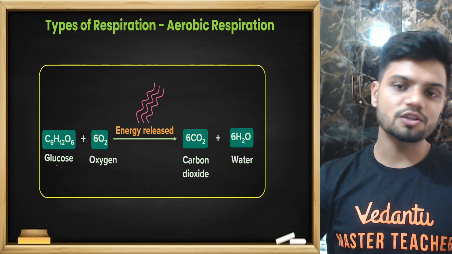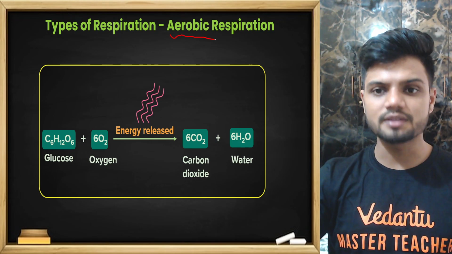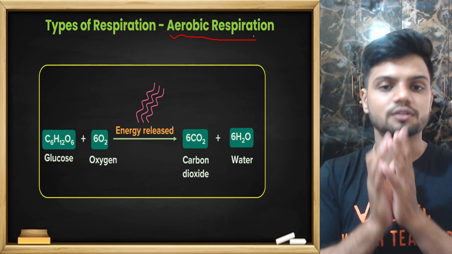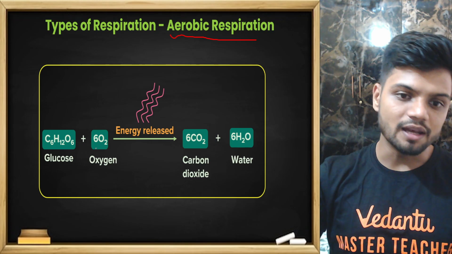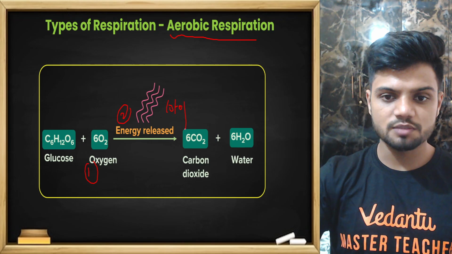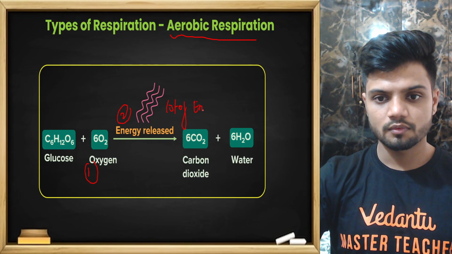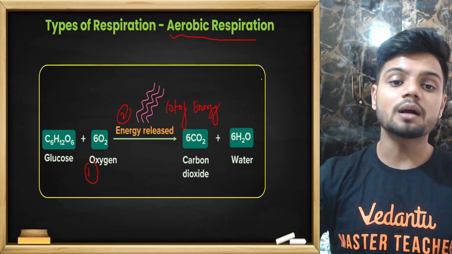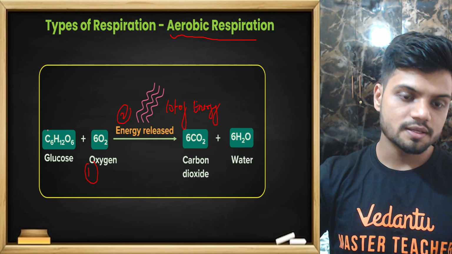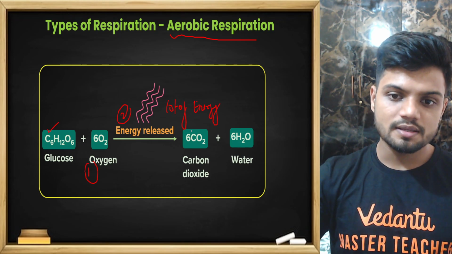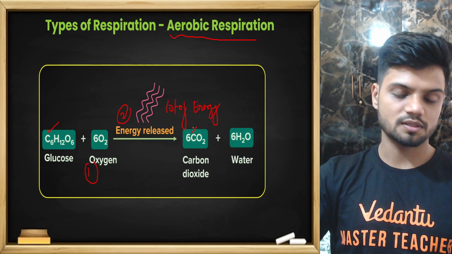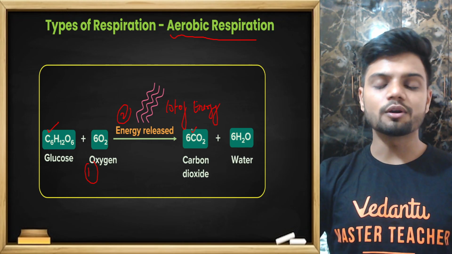Now, respiration, we'll talk about aerobic respiration first of all. What is aerobic respiration? In aerobic respiration, oxygen is being used, first point, and a lot of energy is produced, second point. And it is a complete oxidation. What is the meaning of complete oxidation? Complete oxidation is that 6 carbon is used, 6 carbon is released. Equal. So complete oxidation is happening here.